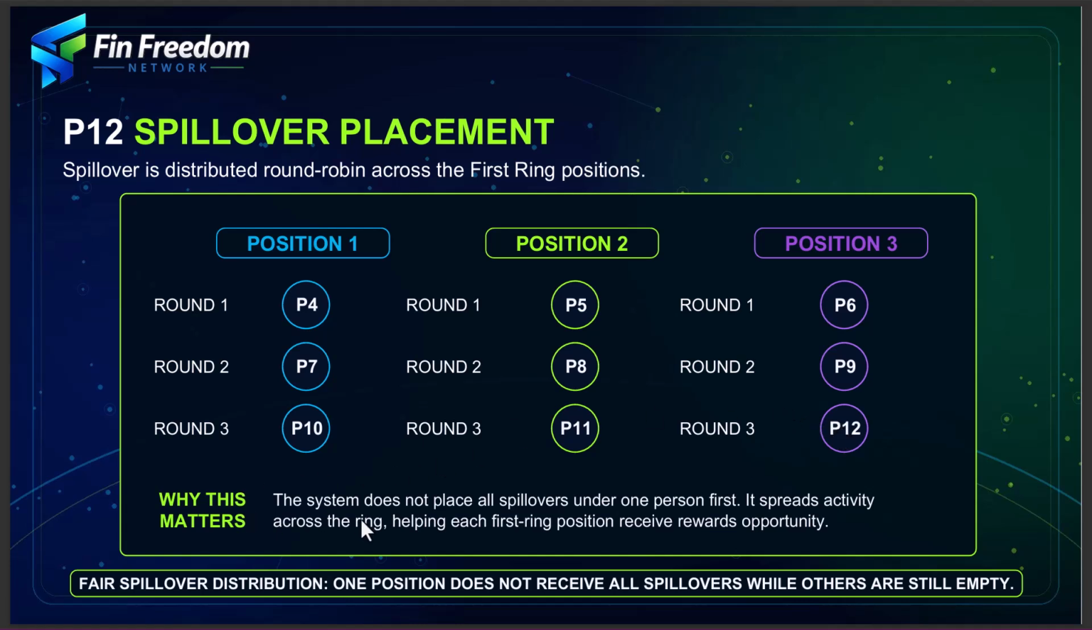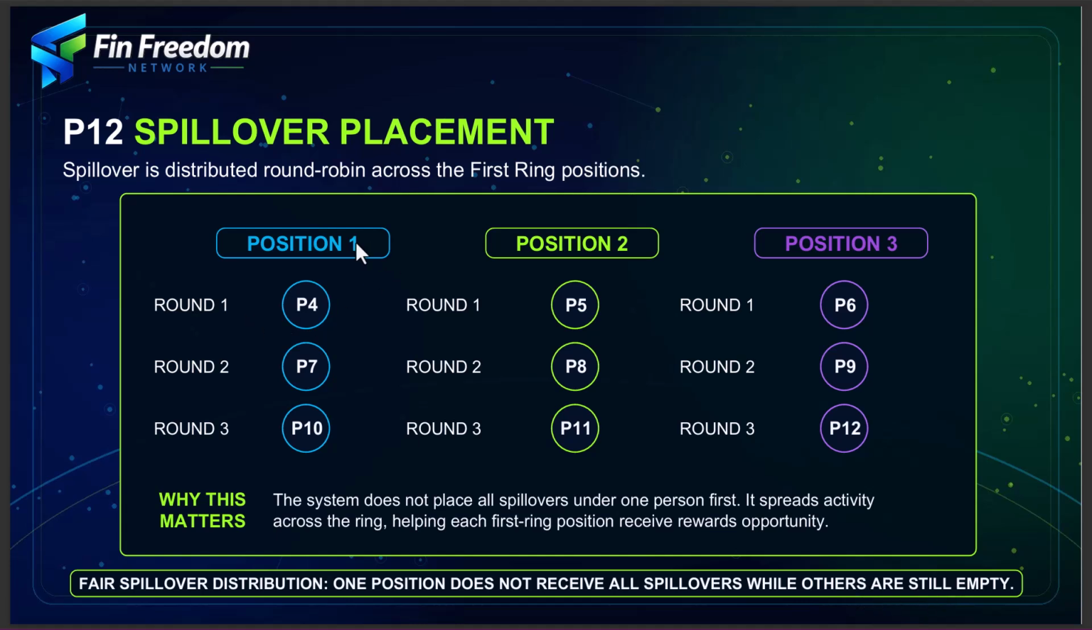Why does this matter? The system does not place all spillover under one person first. It spreads across the ring, okay? Helping each first ring position receive rewards opportunity. Do you understand? So there is a fair spillover distribution. One position does not receive all spillovers while others are still empty.